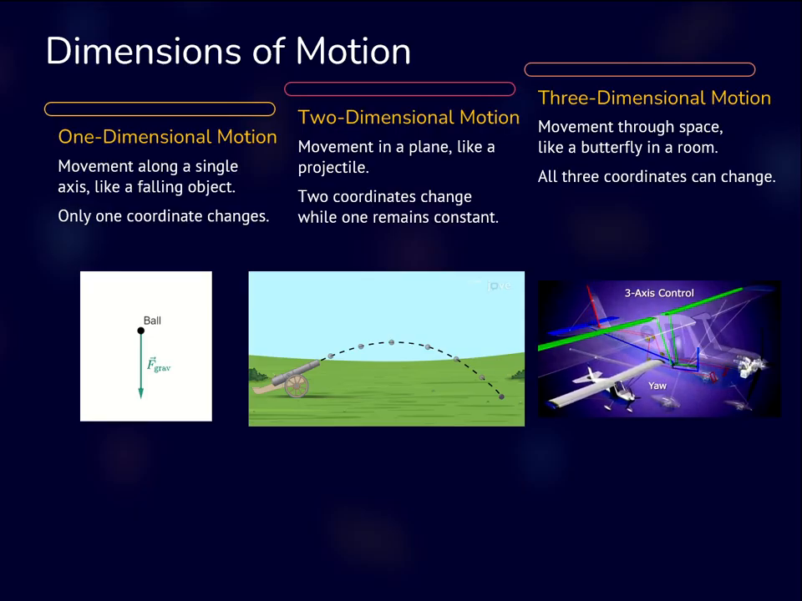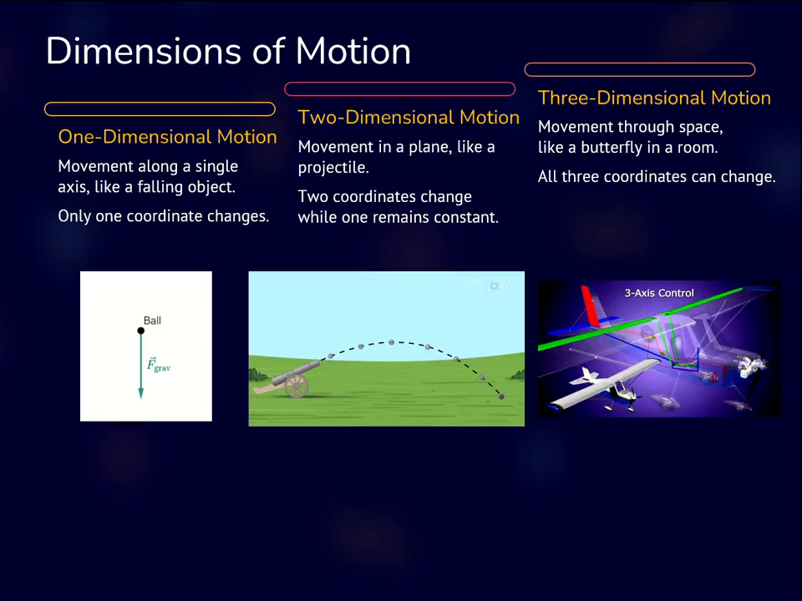Then there's three-dimensional motion, which is more complex. It's when the object's position changes along all three axes, x, y, and z. Think of a butterfly moving around the room, or a drone rising, spinning, and then moving forward. We can take a look at a sample calculation from the example of a drone.